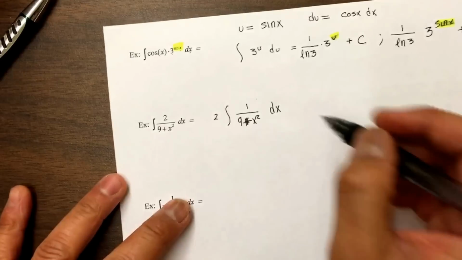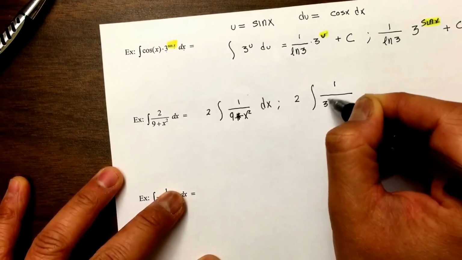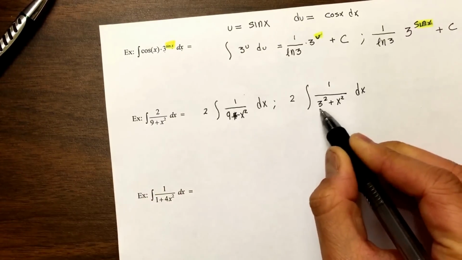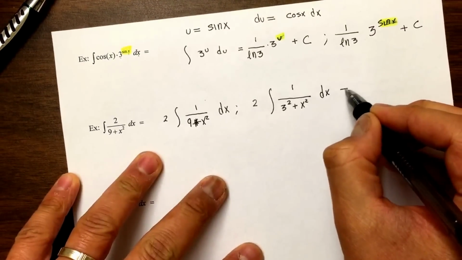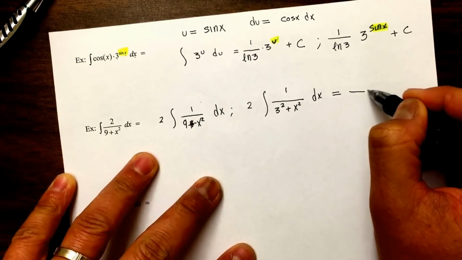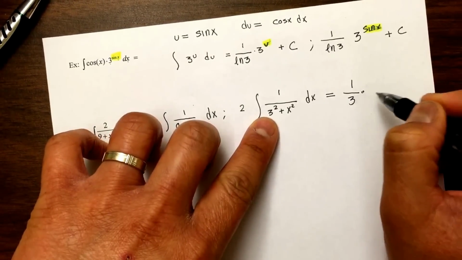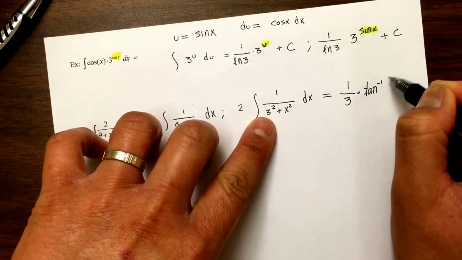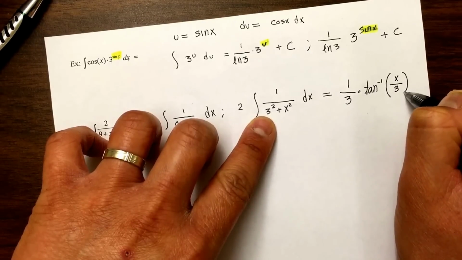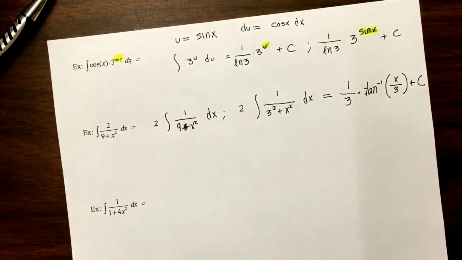Right, see? Now, if that's still unclear, maybe this will be a bit more clear. Like that. So your a is 3. Now, according to the formula, there's a fraction, so 1 over 3, so that 3 becomes a part of the fraction, and then tangent inverse, and now it's x over a, but a is 3, so it's x over 3, and you insert a plus c. That's it, you're done.